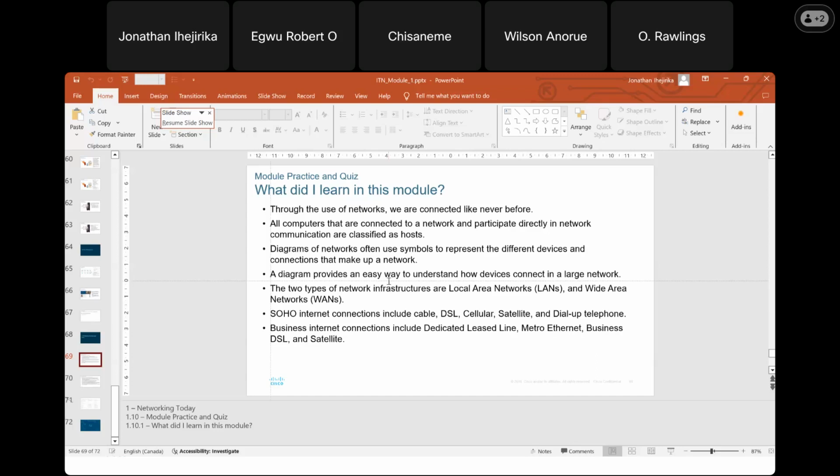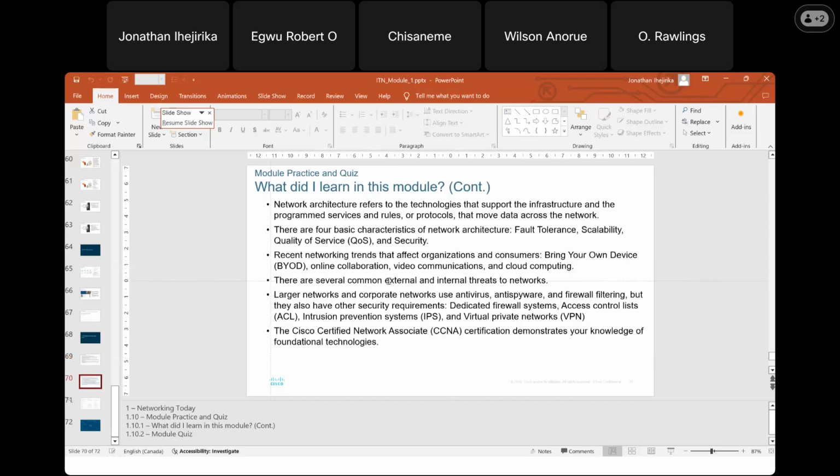Then SOHO, that is small office, home office, internet connections include cable, DSL, that is digital subscriber line, cellular, satellite, and dial-up telephone. These are the kind of connections you will see in your small office and home office. So business internet connections include dedicated leased line, Metro Ethernet, business DSL, and satellite.